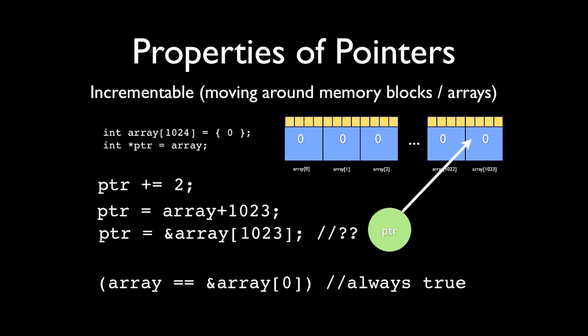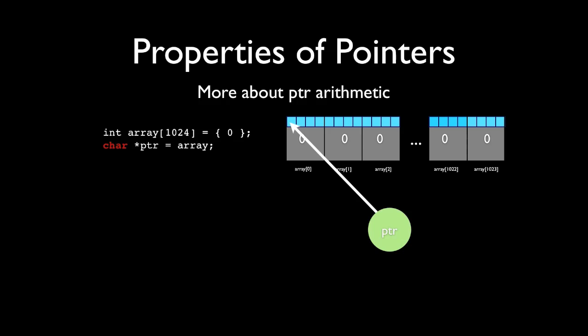Therefore, it's a reference to the beginning of the array. It's the address of the first element. It takes a while to get a hang of this, but this is a very important concept to drill into you as you move around with pointers. All right, so more about pointer arithmetic.